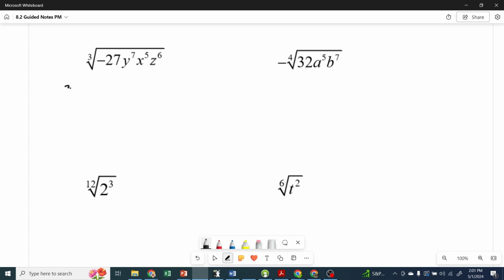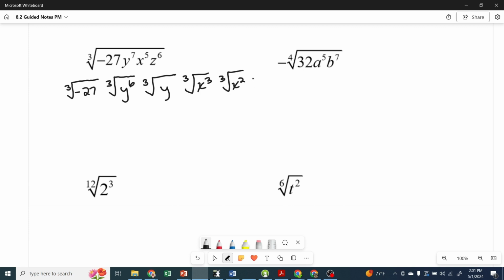So I'm going to take the cube root of negative 27, right? So we're looking for 3's, right? The cube root of y to the 6th, right? Factors of 3. And then this would be the cube root of y. Over here then I'd have the cube root of x cubed, and then the cube root of x squared, and then last the cube root of z to the sixth.